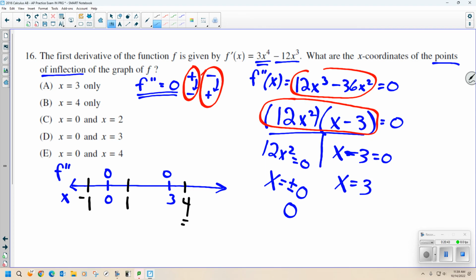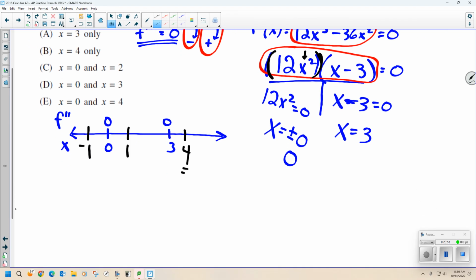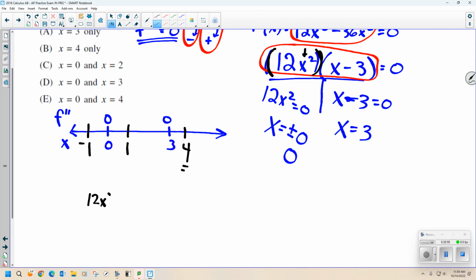If I put a 4 in here, anything that this parenthesis has will always be positive. I got 12x squared times x minus 3. Anything I put here, if I square it, will be positive. A positive times 12 will always be positive. This will always be positive. But what happens if I put a 4 here? 4 minus 3 is 1. A positive 1 times a positive value will still give me a positive. So this is going to be positive here.